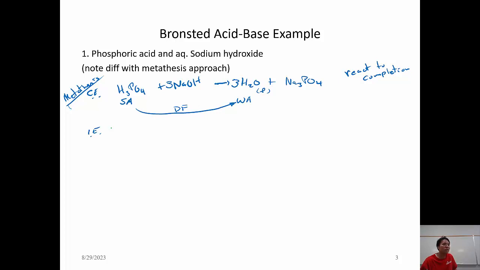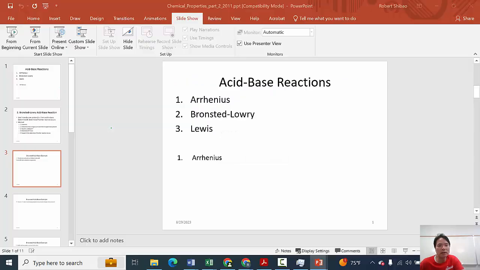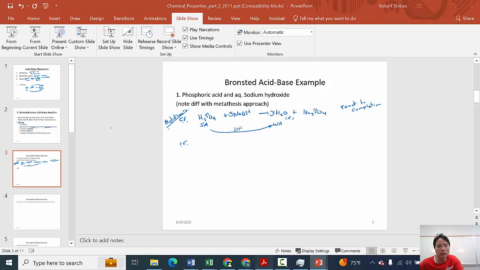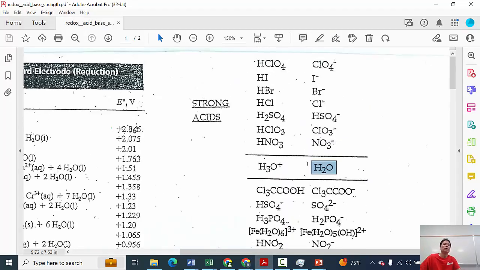Is phosphoric acid a strong acid? Is it one of the 7 common strong acids? No, it's not. In fact, let's take a look at it really quick. Here. Let's name the strong acids here. The strongest of the strong acids is on this chart, perchloric.